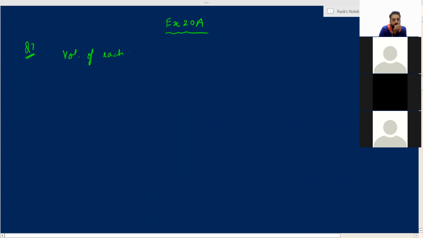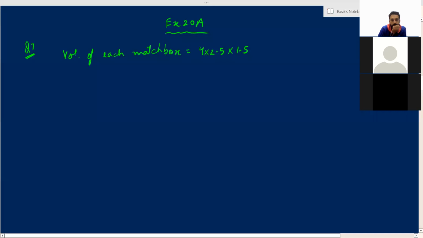Volume of each matchbox is equal to 4 into 2.5 into 1.5. 5 into 3 is 15. So we have a total of 15 centimeter cube. Right. Now volume of each packet of matchboxes. One packet can have 144 matchboxes. So total volume of each packet will be 15 into 144. I am not finding the product because we have to do simplification later on in the question. So this is the answer of first part.